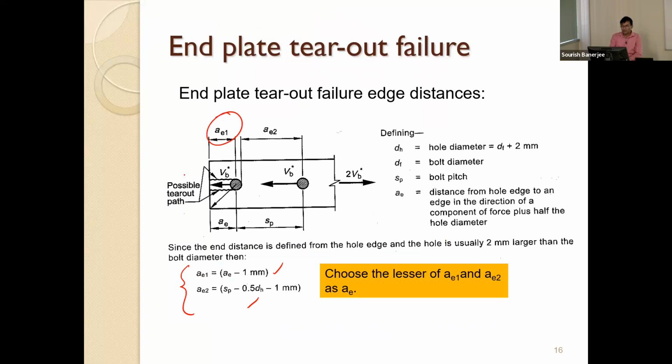This is A1 calculated based on the edge, possible tear out path, and the AE2. So you have calculated both of them and choose the lesser of these values as AE, because that will govern the tear out failure. Okay. Now SP is the bolt pitch, which is basically what we call the spacing of the bolts. Okay. And DH, the hole diameter, is DF plus 2 millimeter. That's why the half of the bolt diameter is taken.